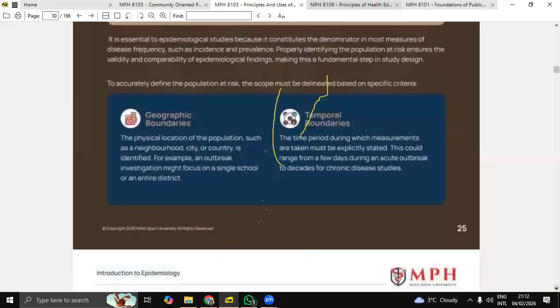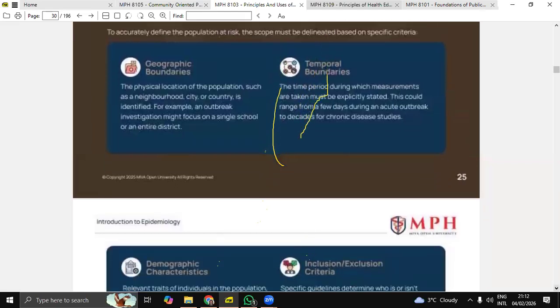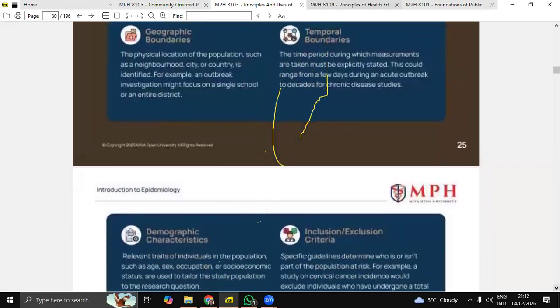It's explained below that we have to define the population we are working with. For us to say there's an incidence of this, where? Which population? Among which people are you talking about? Defining the population involves being able to define it geographically, in terms of the physical location of the population. You should be able to say this is where they are located, their geographical location.